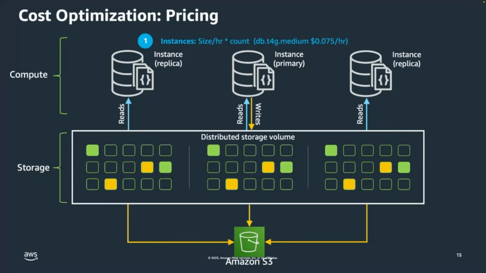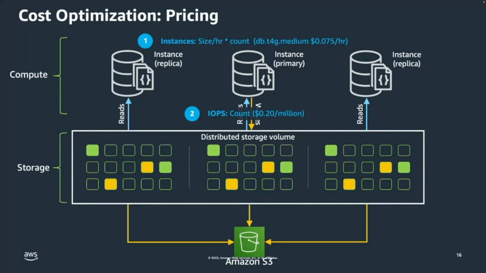The first dimension is based on what instance you use. That varies by instance size and number of instances in the cluster. For example, a T4G medium costs you 7.566 cents an hour. If you require more read capacity, you can mix and match different instance sizes. So pricing is based on the cluster size, instance class, and number of instances within the cluster.